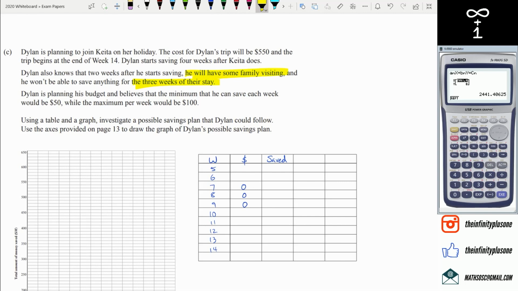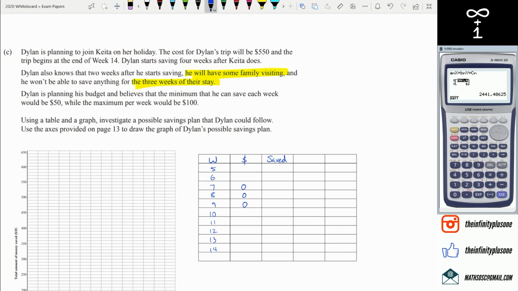So basically at this point, we can chuck in 50 and 100 anywhere we like, because this particular question says investigate a possible savings plan. As long as our total is actually 550, we can do any kind of combination here. And that generally is the case with investigations.